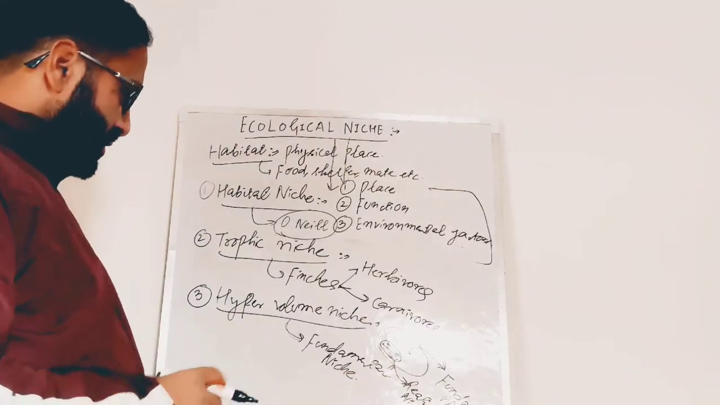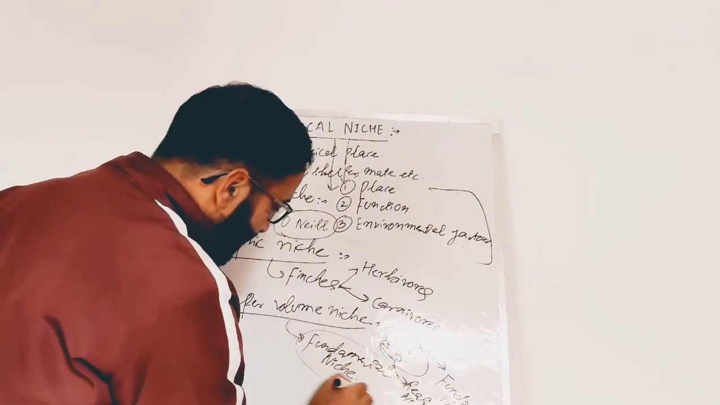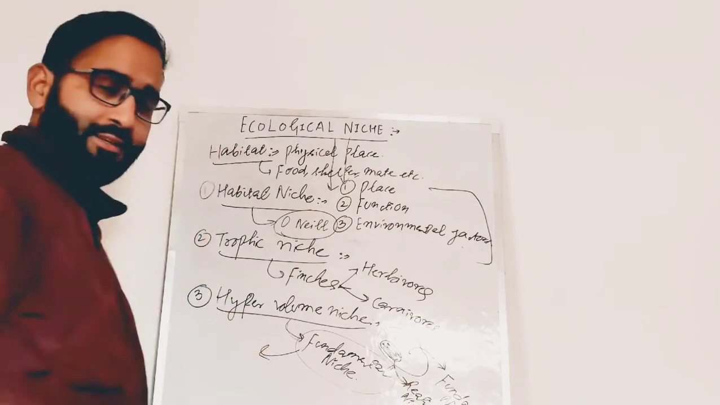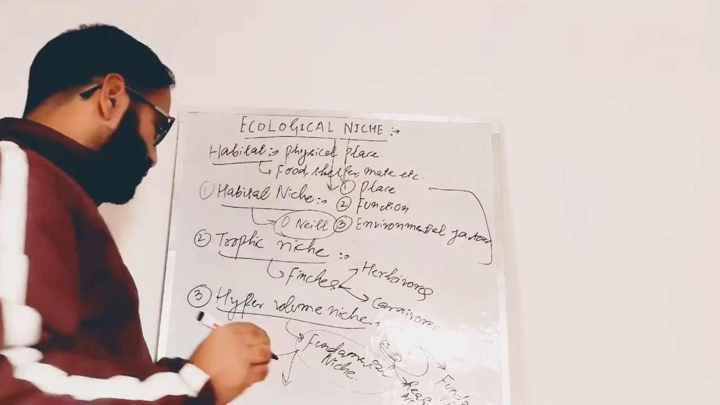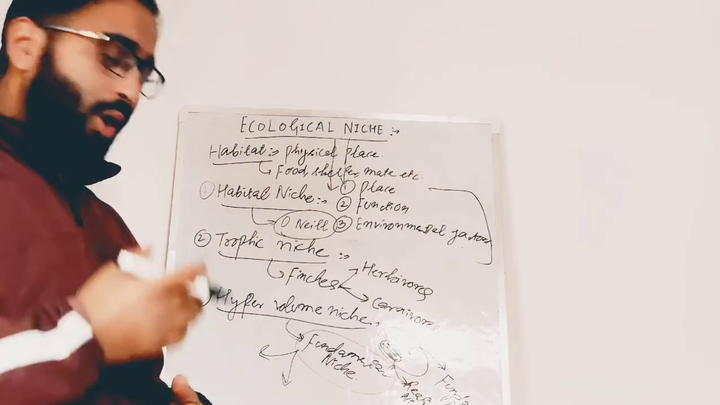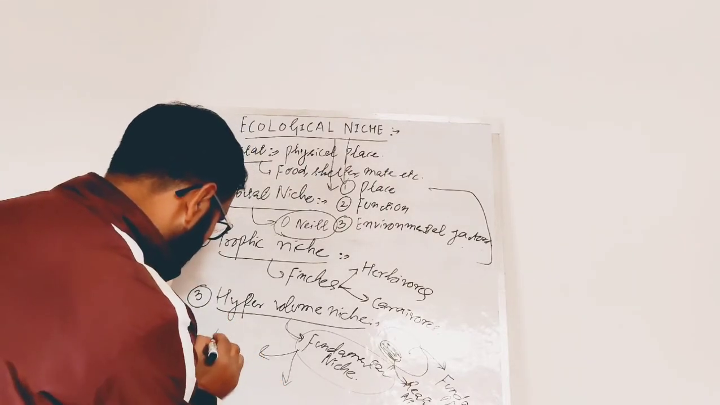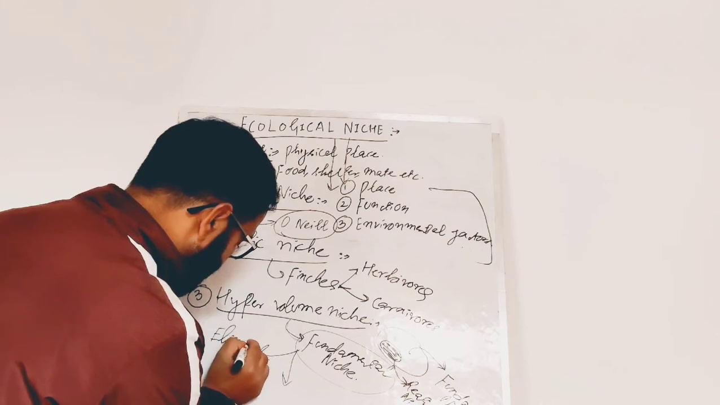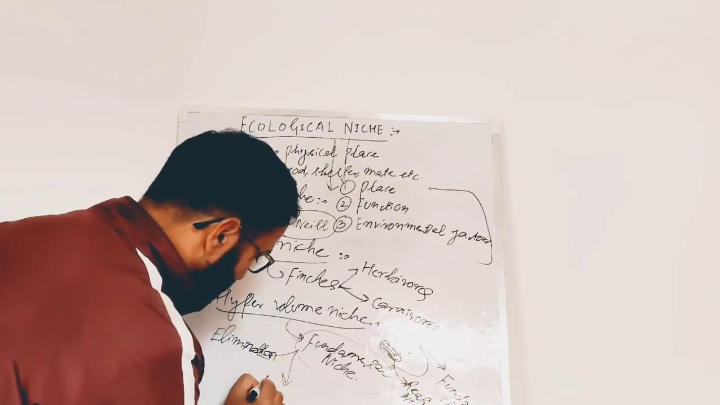Sometimes what happens, the species have the same fundamental niche. Whenever two species have the same fundamental niche, they start competing with each other. When these species compete, two things can happen: either one species eliminates the other species, or they undergo resource partitioning.